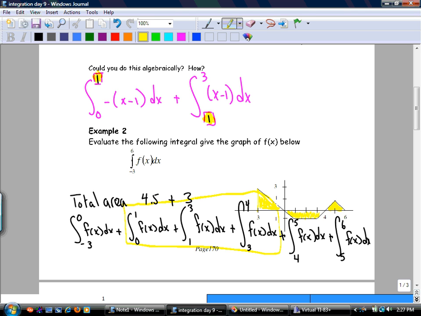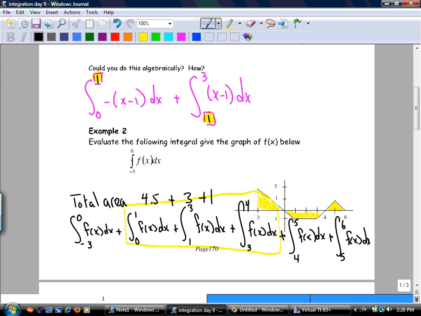Yes? Okay, and then the last shape, Mr. F, it's a triangle. What's the base? 2. What's the height? Well, what's the area? 2 times 1 is 2. Half of 2 is 1. So the total area is 8.5. What's the net area? 2.5? 2.5? Because that plus 3 is actually a minus 3 when you say net area.